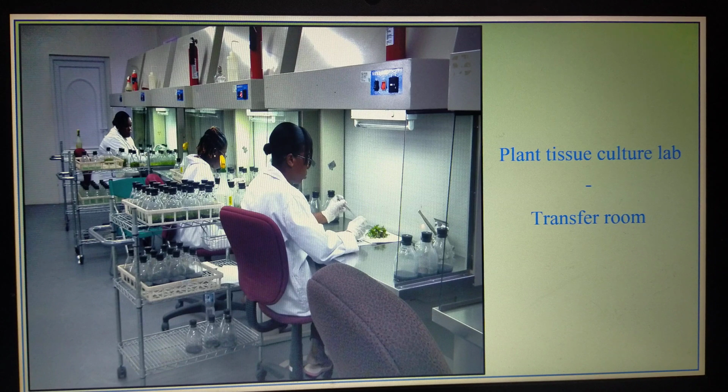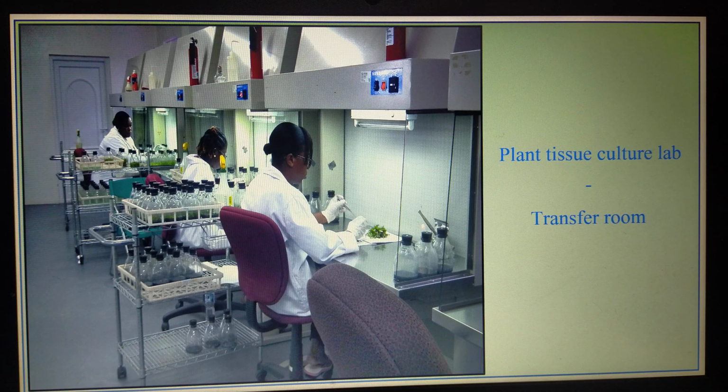As mentioned in the book, we require a lot of items. Let us see a few things which we need to carry out the experiments. First is the transfer room. This is a very important area where the explants are transferred to the nutrient medium. You can see the picture, right?